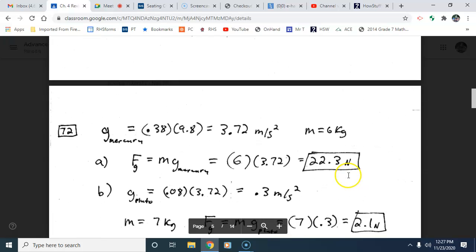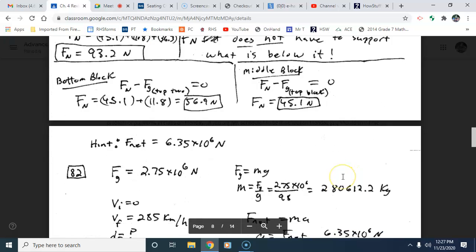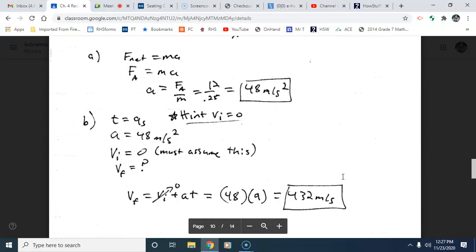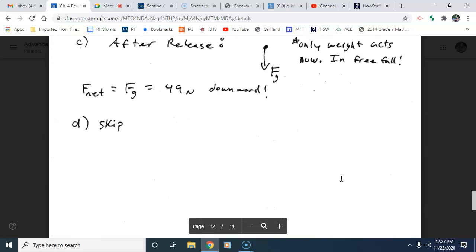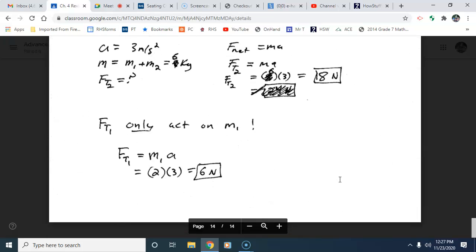We may see a variation of this problem in the future when there is friction, but without friction, we'll do it the easiest way possible.